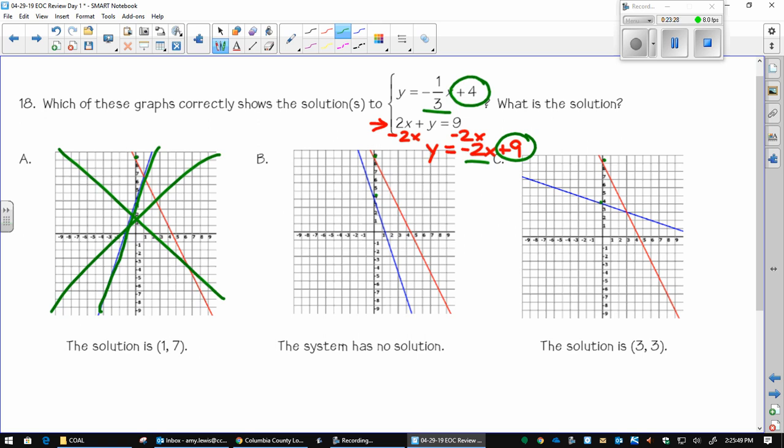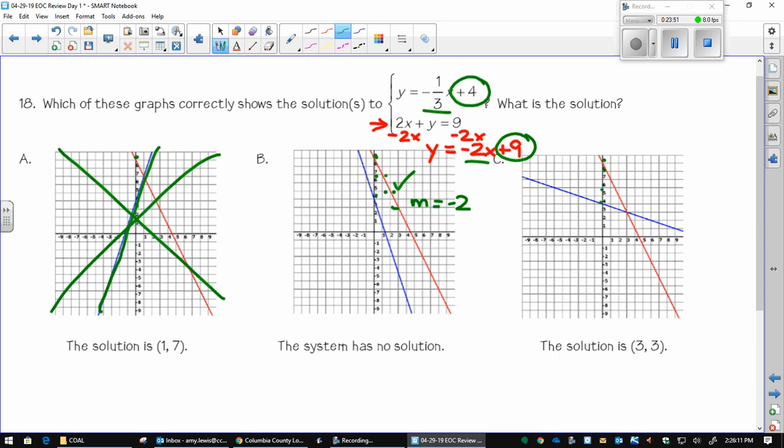Now I'm going to look at slopes. I've got a negative 2 slope with my one that crosses at 9, negative 2. Okay, so I do agree that my red line is the y equals negative 2x plus 9 because I do have a negative 2 slope.